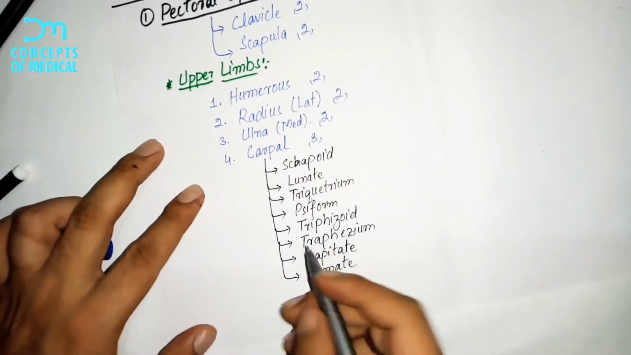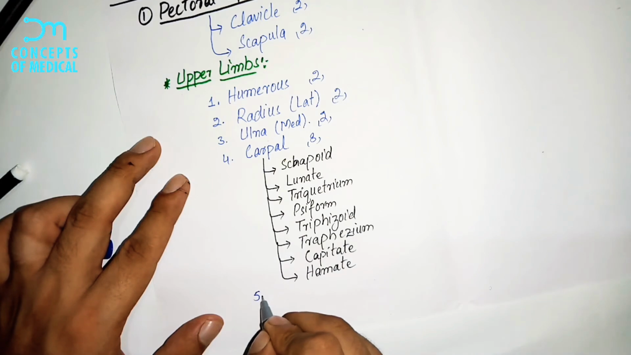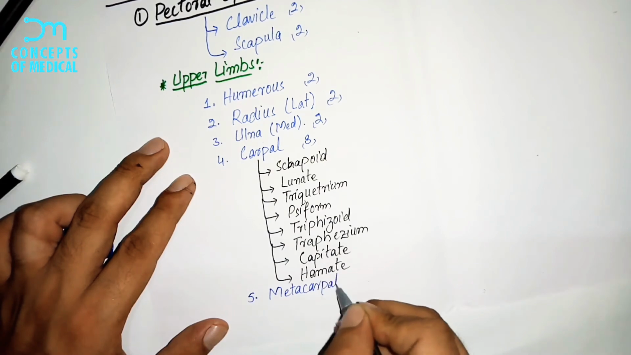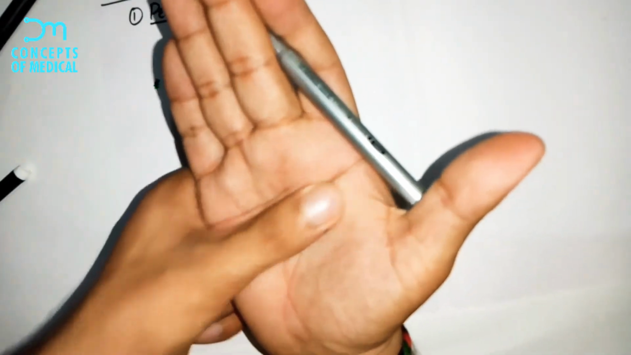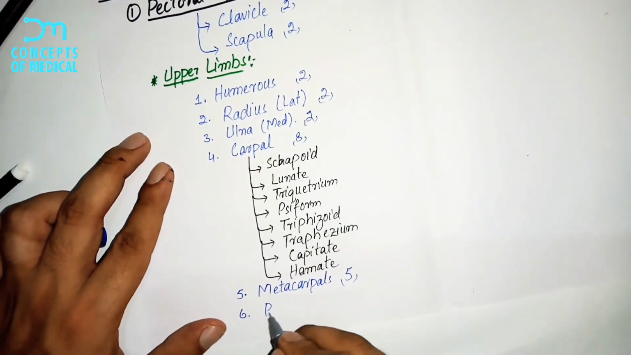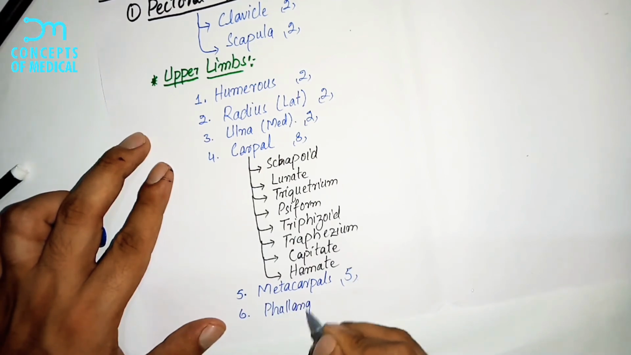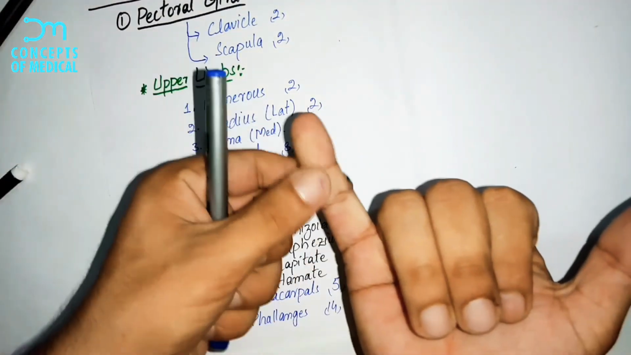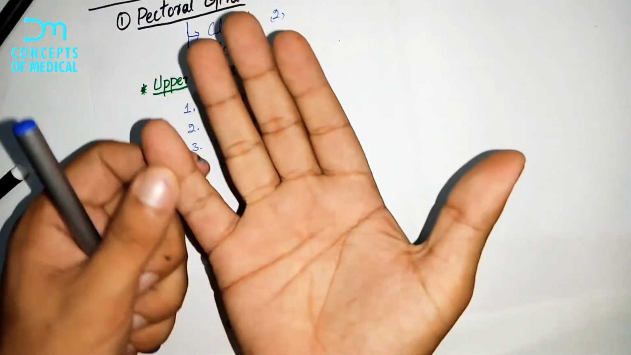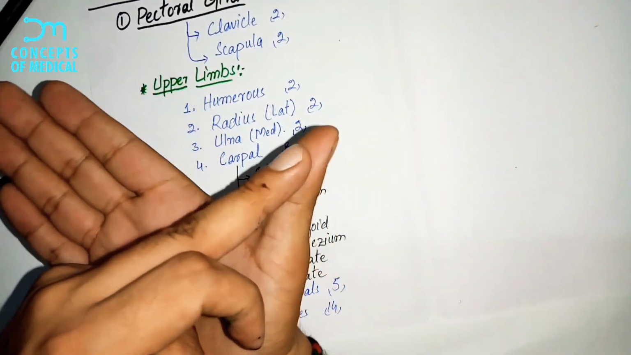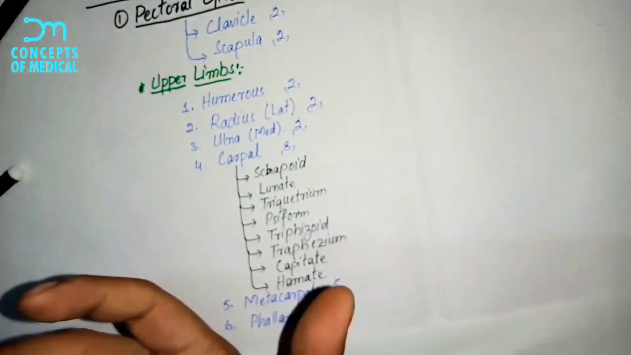The fifth one is the metacarpals. Metacarpals are 5 in number: 1, 2, 3, 4, and 5. These are the metacarpal bones. The last one is the phalanges. Phalanges are 14 in number. These are the phalanges bones. They are 14 in number because three phalanges are present in each of the four fingers, and in the thumb we have only two phalanges.